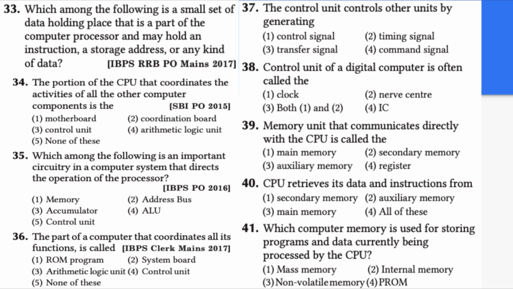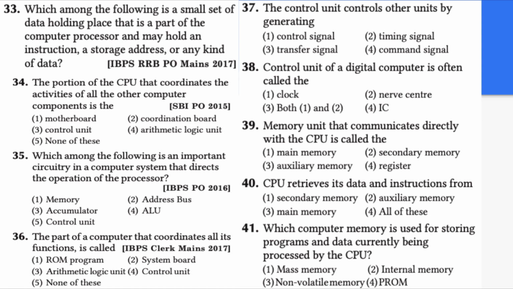Question 35. Which among the following is an important circuitry in a computer system that directs the operation of the processor? Here, the correct answer is 5. Control unit. The control unit directs the operation of the processor and is a crucial circuitry in a computer system.